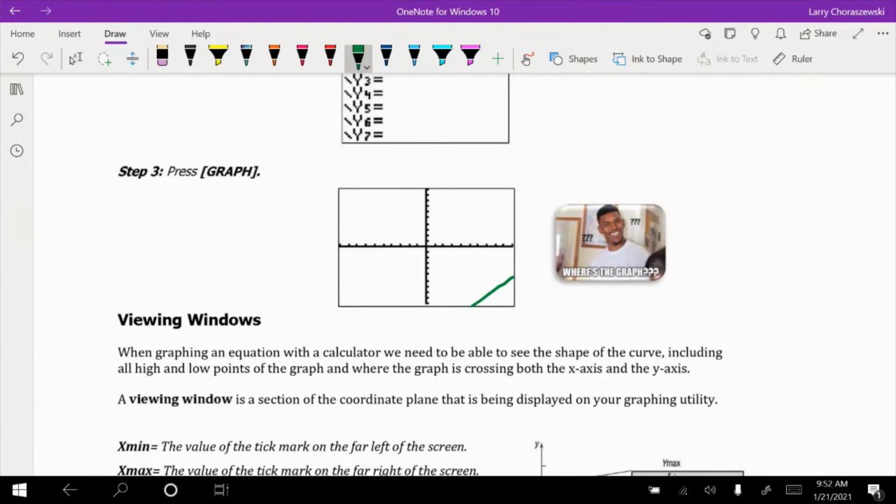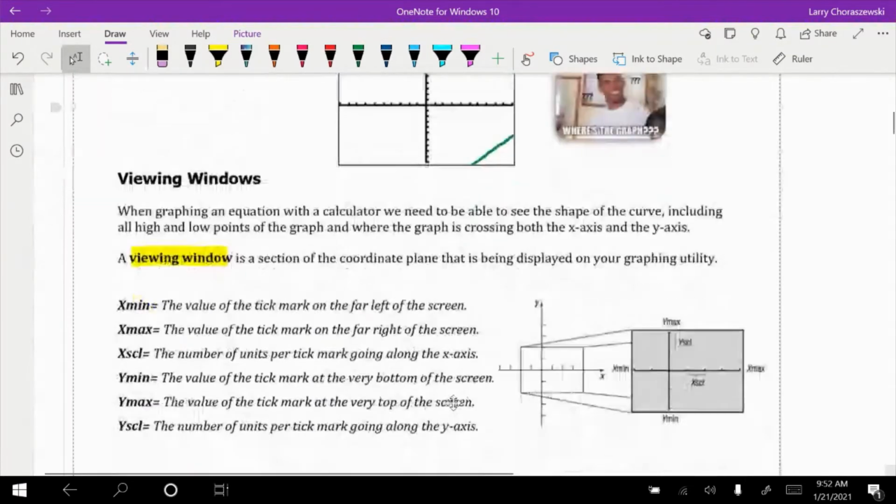Now currently with our graph, we can get a sense that it's the graph of a line, which is cool. It's not really going to have a hill or a valley, okay? Otherwise it'd be curved. But it does appear as though the line might cross both the x-axis and the y-axis. But we're not really able to see where that line is crossing the axes. So we're going to have to adjust something called a viewing window.